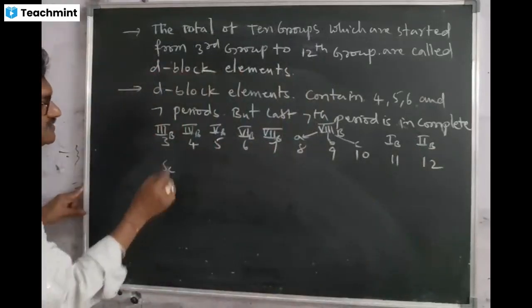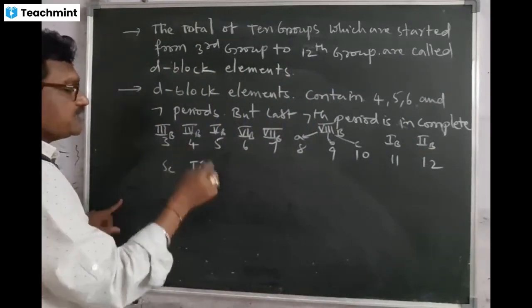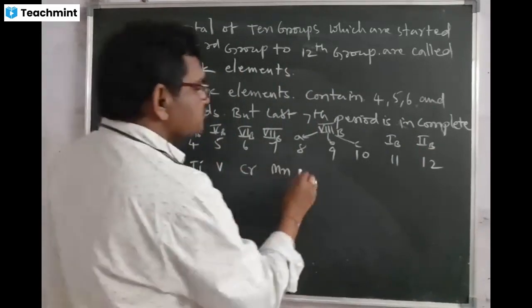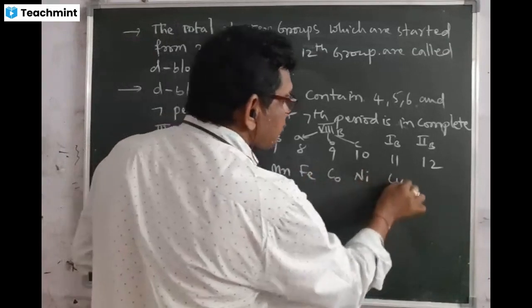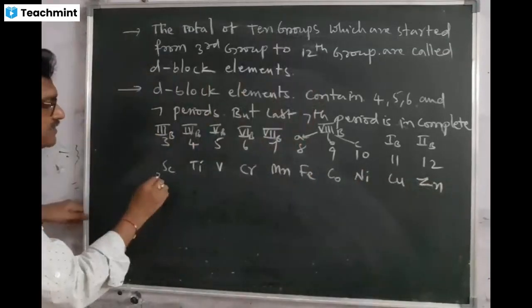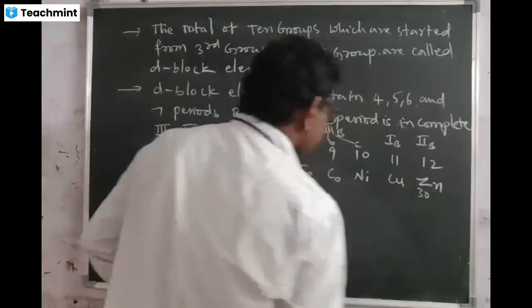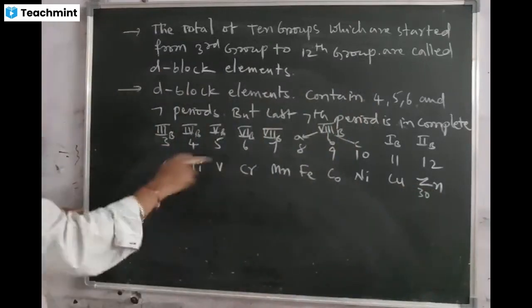In third B the first element is scandium. Then after scandium comes titanium, vanadium, chromium, manganese, iron, cobalt, nickel, copper, zinc. Here the atomic number is 21, and zinc is 30. At least you have to remember this first line.